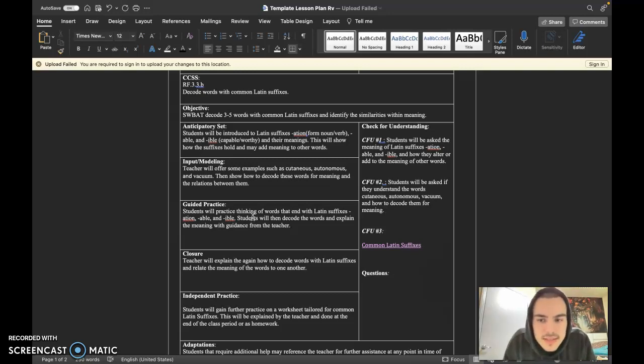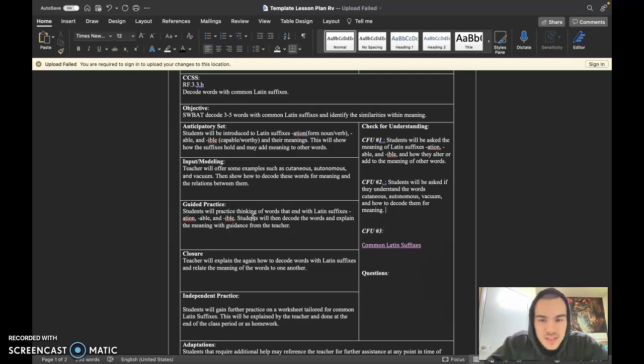So we're going to ask the students if they can come up with any. And then once they do, with the help of the teacher, this will be a guided practice. So it'll be mainly the teacher using prodding questions and checking for understanding here as well in a way. So for example, a student can be asked, can you think of a word that has a Latin suffix, either ation, able, or ible?